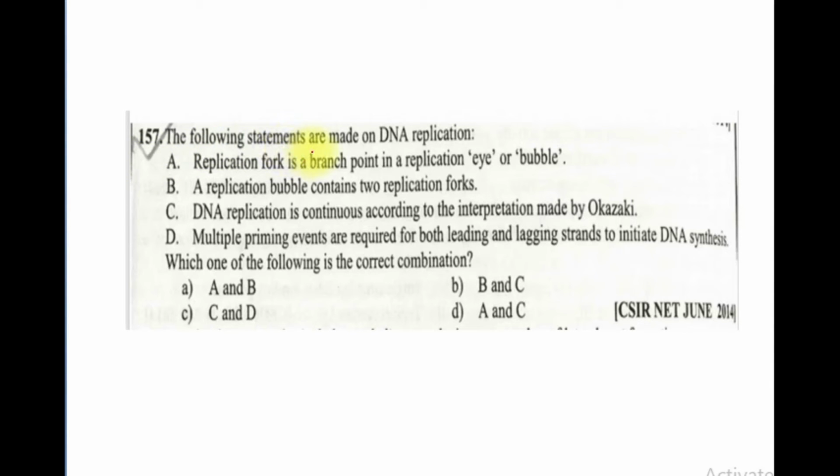The following statements are made on DNA replication. These four are the statements which are given about DNA replication, and we have to find which is the correct combination. Okay, now let us see the first option. Replication fork is a branch point in a replication eye or bubble. Yes, it is a correct option. How? We will understand it through the diagram.